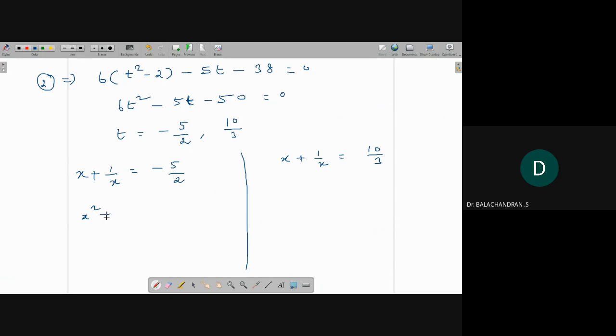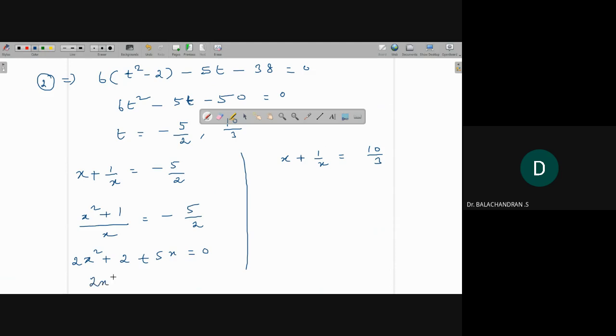Now from this you have x plus 1 by x equal to minus 5 by 2. So from this you have x square plus 1 over x equals minus 5 by 2. Cross multiply: 2x square plus 2 is equal to minus 5x, so 2x square plus 5x plus 2 is equal to 0. So this is a quadratic equation. Solve this quadratic equation.